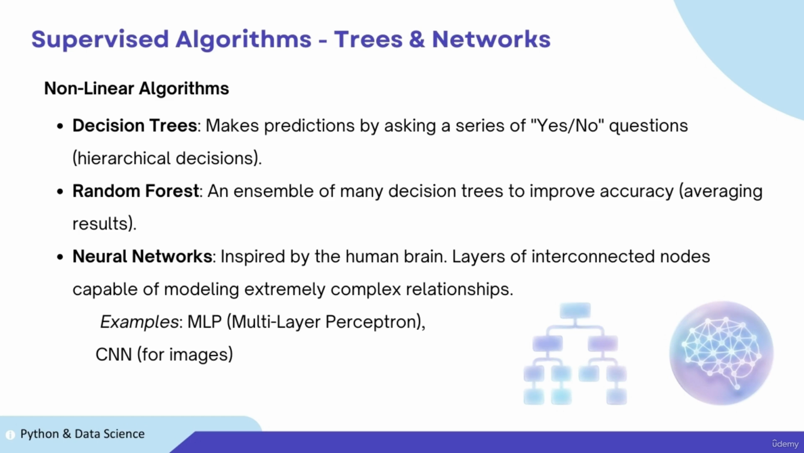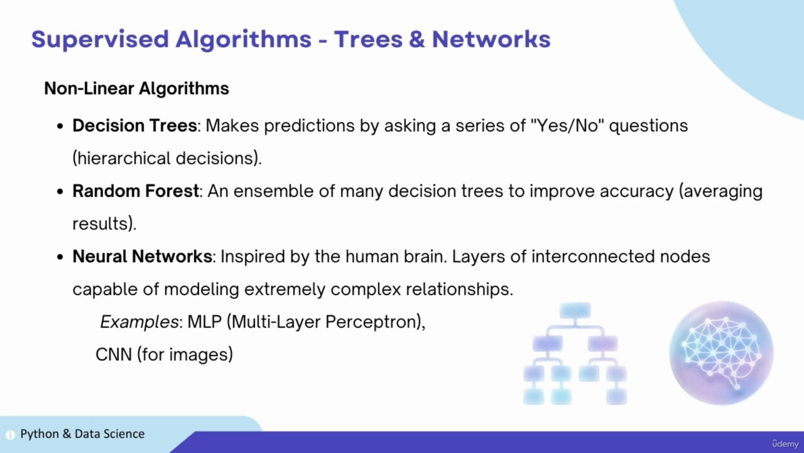When the data gets too complex for a straight line, we use nonlinear algorithms. First, decision trees, shown on the left. These work like a flowchart. The model asks a series of yes or no questions to arrive at a conclusion. If we bundle many of these trees together to vote on the answer, we get a random forest, which is incredibly powerful.